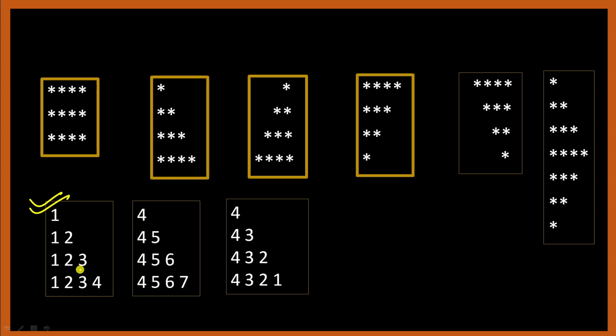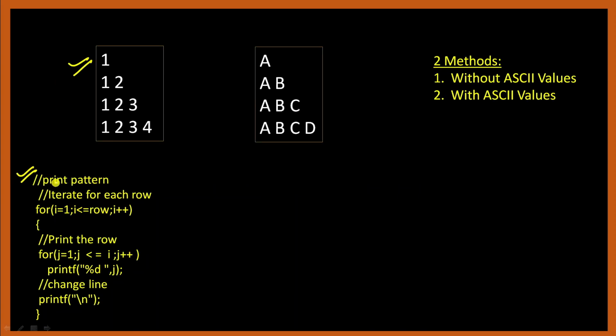So this was the C program for this pattern. I'm not going into detail on how to print this pattern, because it was already explained in the previous video. We will concentrate now on the current pattern. We'll see how this pattern is related to the previous one, how we can take its help, and what modification we have to make to print this pattern. We'll see 2 methods: one without using the ASCII values concept, and one using the ASCII values.